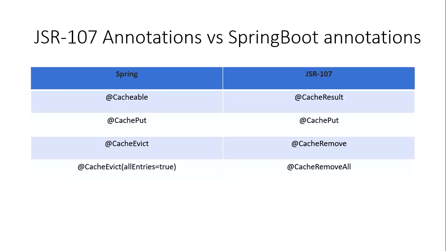So for example, here if you see the left side one, annotations are provided from Spring. If you see @Cacheable, @CachePut, @CacheEvict, and the fourth one is also CacheEvict, but it's one more flavor, allEntries equal true. The right side has the equivalent annotations from JSR 107. For example, you see @CacheResult, which is equivalent to @Cacheable in Spring. Similarly, CachePut, both are the same. Left side is CacheEvict, right side it is CacheRemove. A slight change here and there.